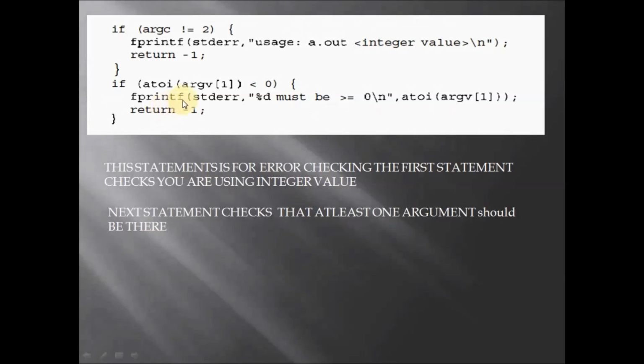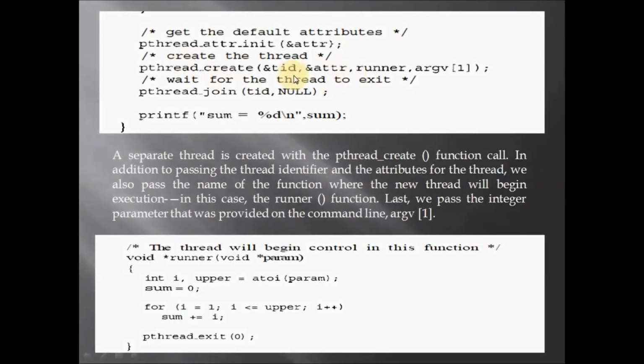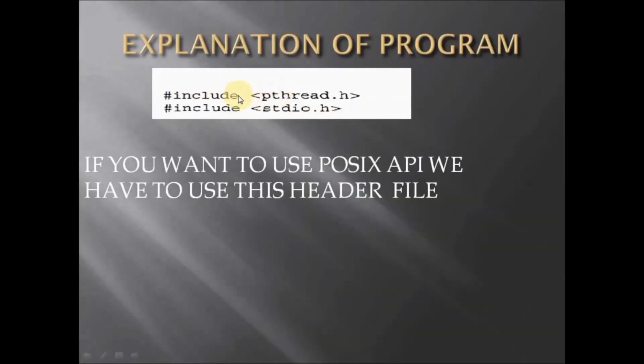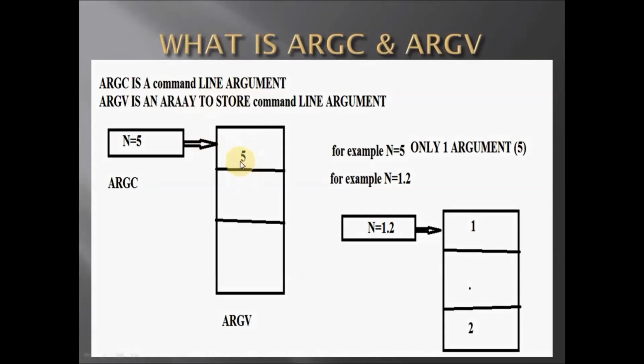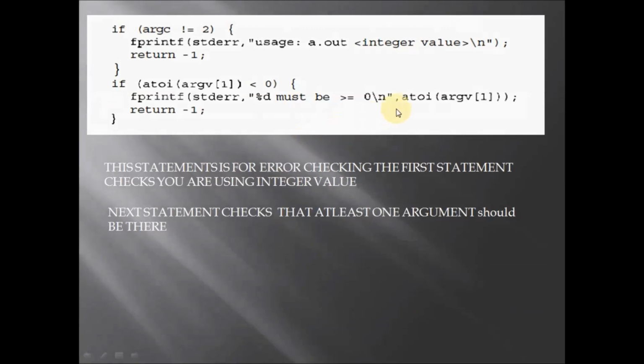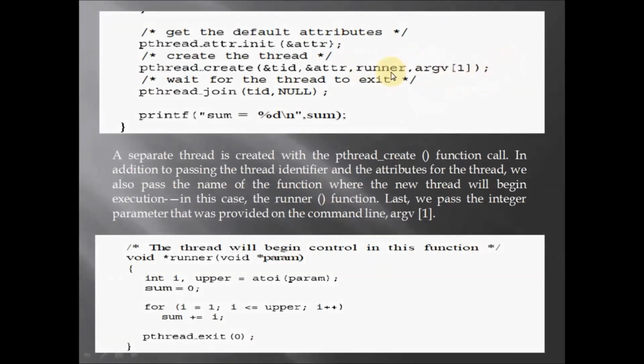This is the parent thread. Now I am creating the child thread here, that is the runner. The actual thread I am creating now. The parent thread holds only the pointer. argv of 1. Why are we using argv of 1? Because the input is present in argv of 1. The 5 is present in argv of 1. That's why I am specifying the argument also.